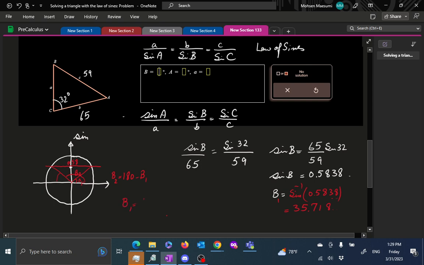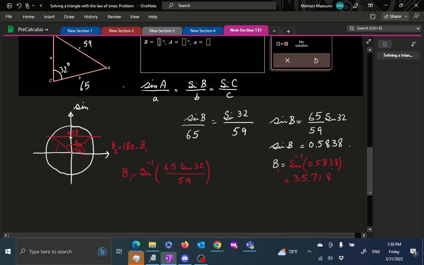Keep more digits so that you get more of this, or better yet, do it like this. B1 is sine inverse of 65 sine of 32 over 59. So put all of that inside sine inverse. Looks a bit complicated, but the advantage is less chance of making a mistake entering these things, and your calculator is going to give you the most accurate answer you can get out of that calculator. At any rate, we are getting almost 35.7. Let me just call it 35.7.